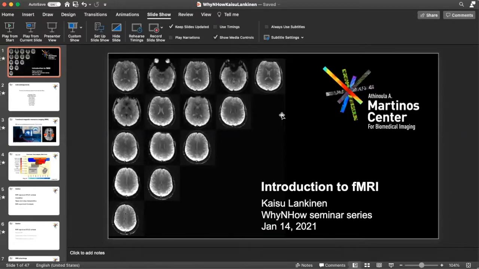So if you're someone who has been thinking about doing a project in fMRI and wanted some sort of brief introduction to it, I think you've come to the right place.